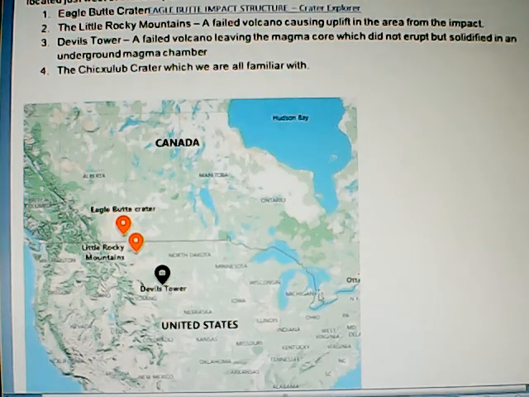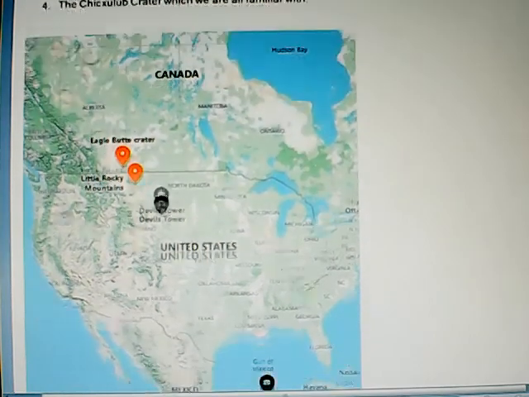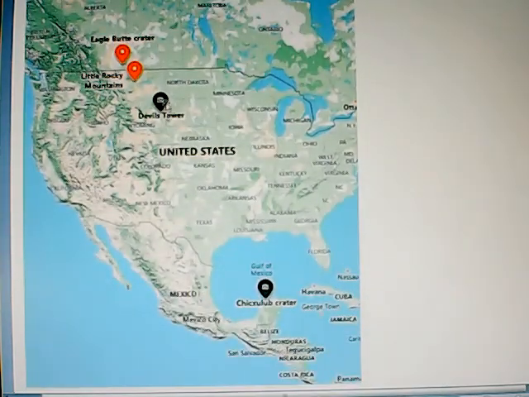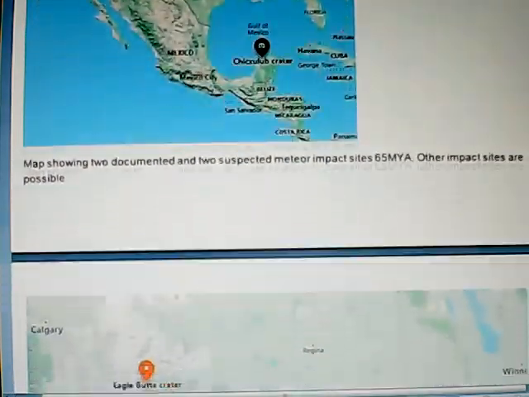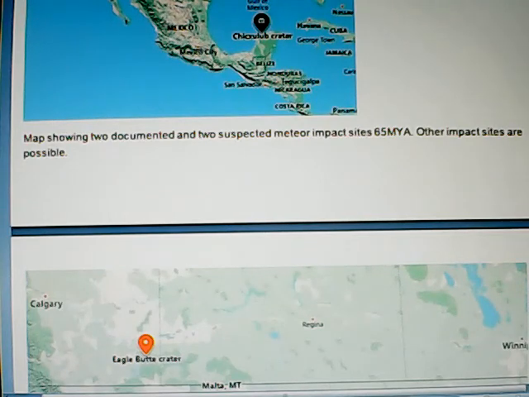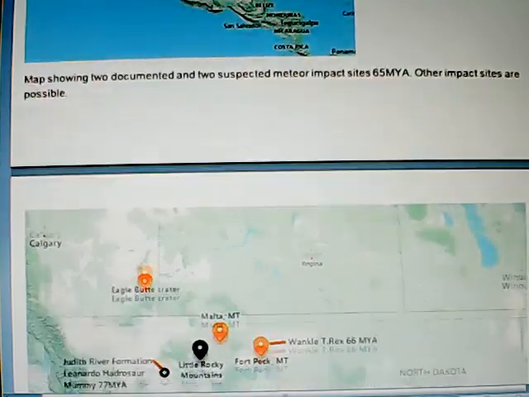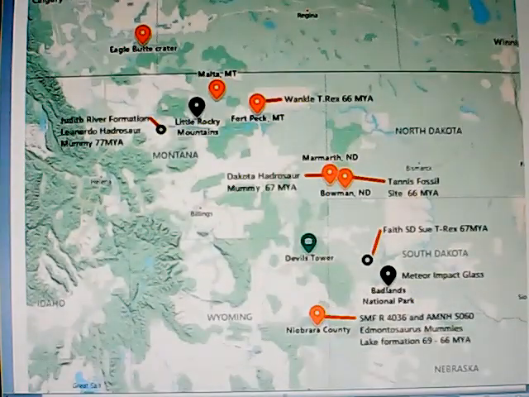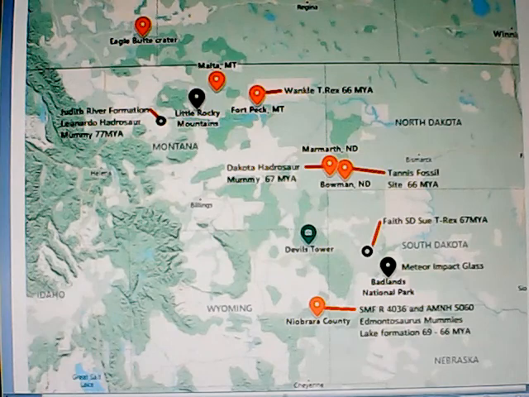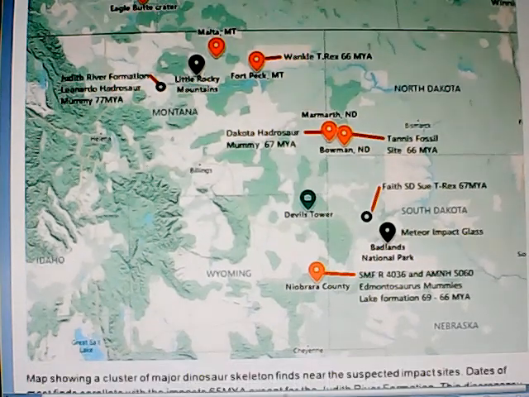And the Chicxulub crater, right here in line. And as I indicate here, other impact sites are possible, and I think I may have seen a few from smaller impacts, but haven't had a chance to research them yet. And here we have the Wankel T-Rex, which is found close to the Little Rockies.